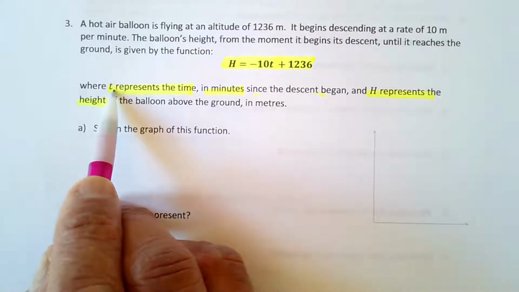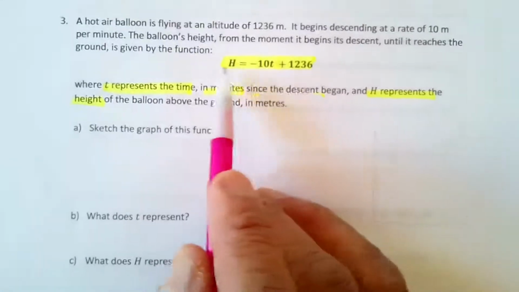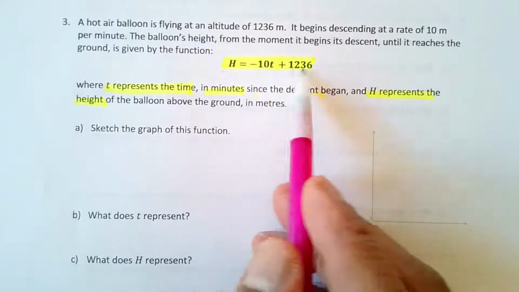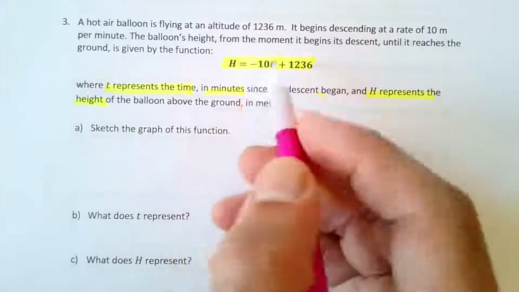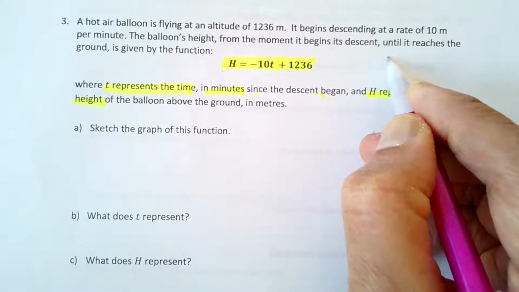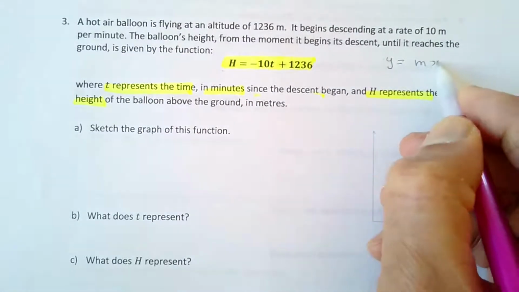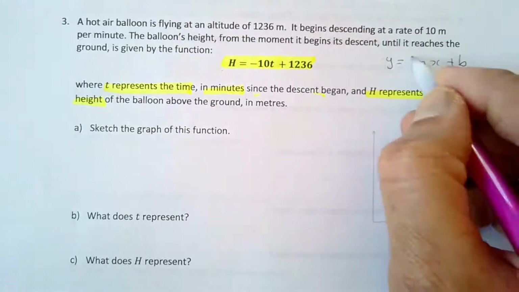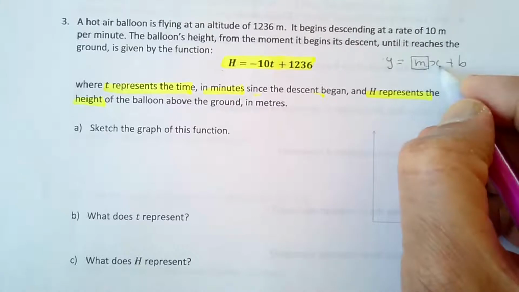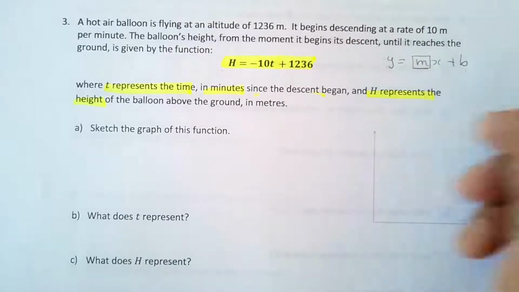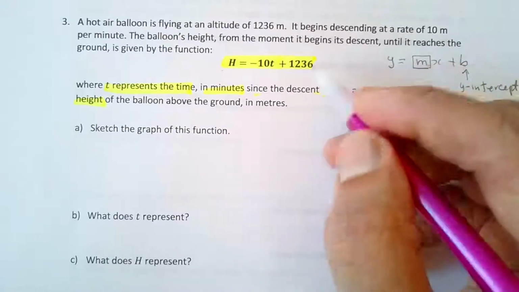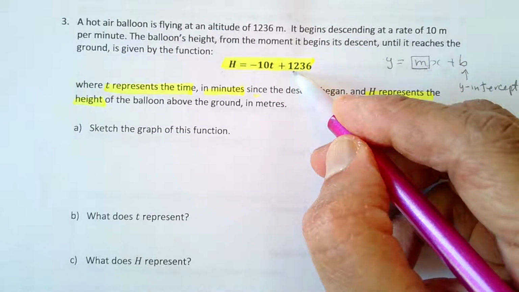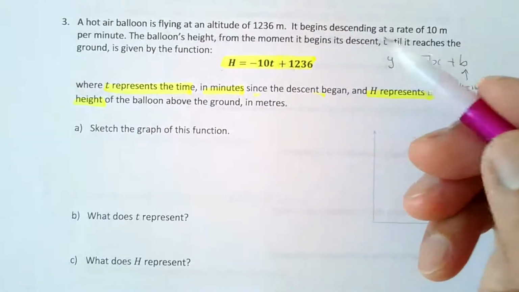Now, whenever we're given an equation, and notice this is an equation of a straight line or a linear function. We know the equation of a straight line is y equals mx plus b. Remember, your m is your slope, the number in front of the x, and your b, the number with nothing beside it, you refer to as the y-intercept, where it crosses the y-axis. So 1236 is where this graph crosses the y-axis.